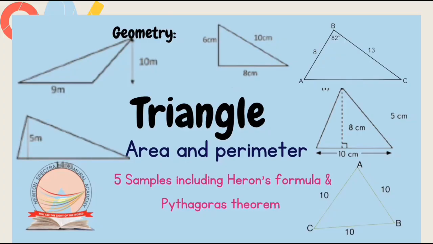So, we have come to the end of the introduction to triangle. Our next class is going to be on area and perimeter of a triangle, which is going to involve different samples that may include Euler's formula and Pythagoras theorem, and other samples that may seem to be difficult for our students to solve.